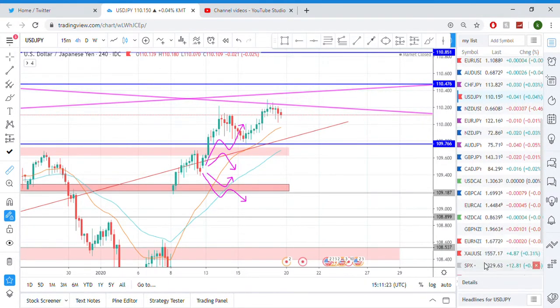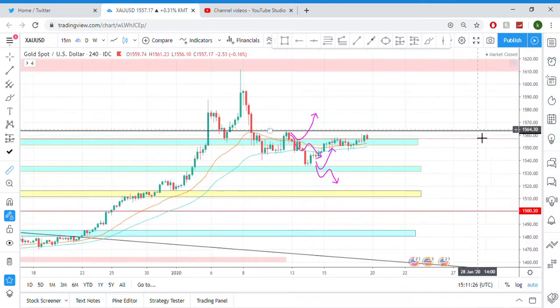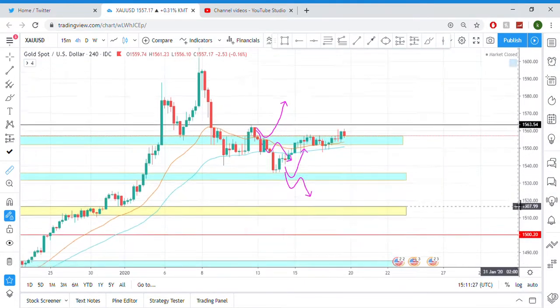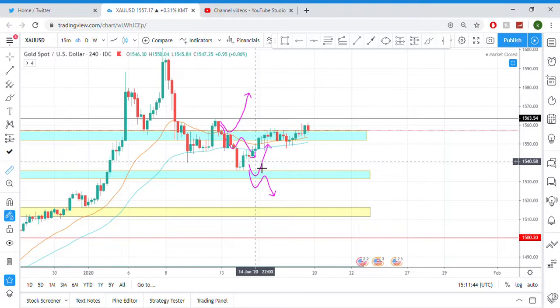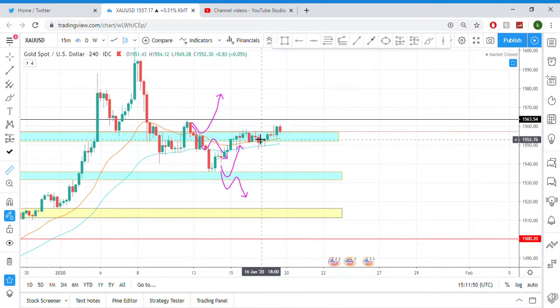Finally, with gold, like I said, there was not really too much here. There was just a push to the downside to trap people who are selling, and then we broke a bearish trend that we had going. Essentially it ended the week with a bit of a run to the upside and ultimately testing here.